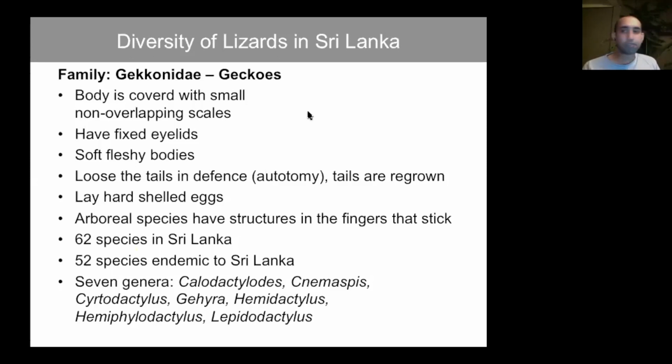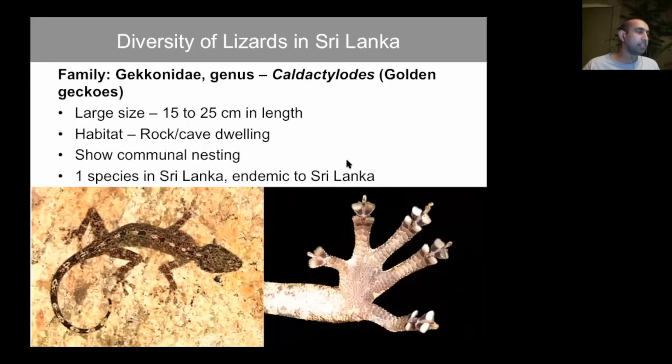Of the 62 species in Sri Lanka, 52 are endemic to this country, and they are found in 7 genera. I'll show most of these genera except probably 2 genera. Right. So let's look at the genus Calodactylus, generally called golden geckos.